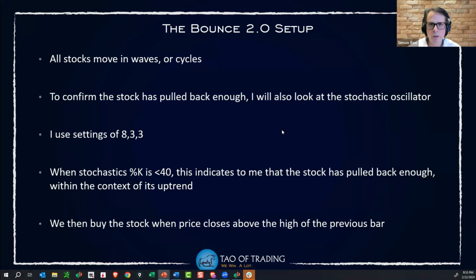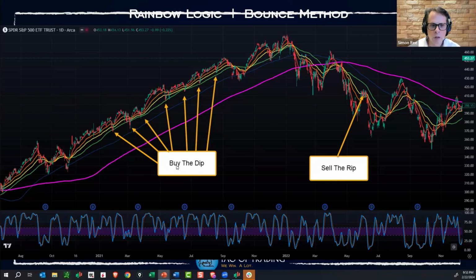When you put it all on a chart together, this is what you end up with. You've got all of these buy the dip opportunities, and then you get one good sell the rip opportunity here. Now, bear markets are always more volatile than bull markets, and so counter trend trades really come into being as well. But from a trend following perspective, and particularly in a bull market, rainbow logic bounce trades are my bread and butter. And you can see you've had one, two, three, four, five, six, seven profitable opportunities in a row there.